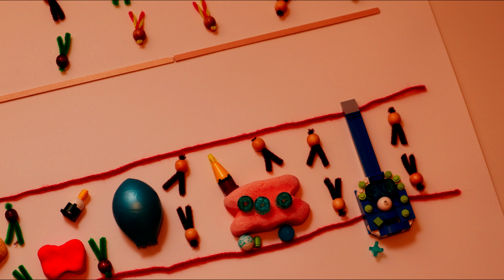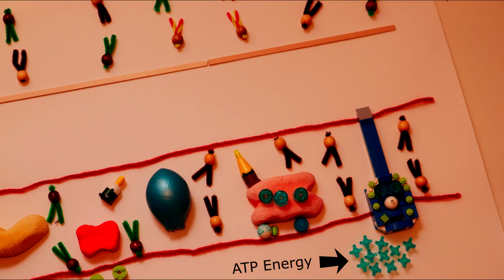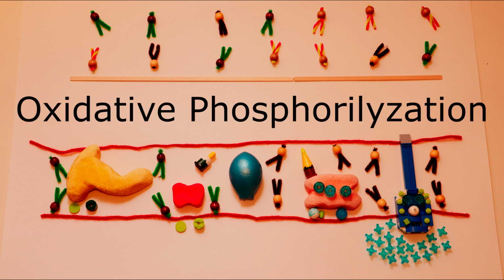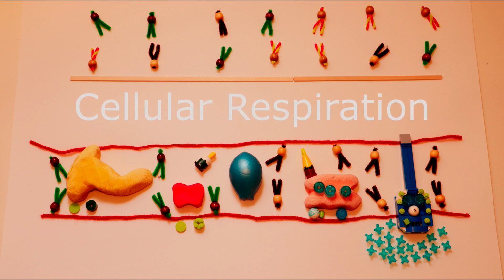It creates approximately 34 ATP molecules, signifying about 90% of all ATP produced during cellular respiration. The entire process of ETC is oxidative phosphorylation. Oxygen pulls the electrons through the electron transport chain, pumping protons into the intermembrane space, which phosphorylates ADP and inorganic phosphate to create ATP energy. This is how the body is powered through cellular respiration.